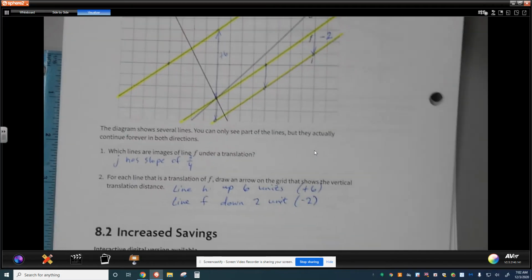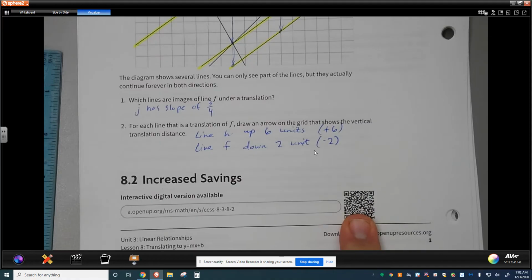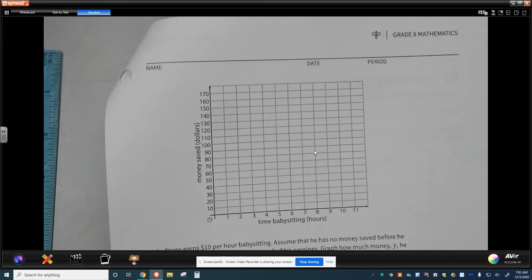All right, this next question has an interactive digital version. So if you wanted to go ahead and use that link, go for it. You can do this digitally. Here on the packet, we'll go ahead and do this by hand.